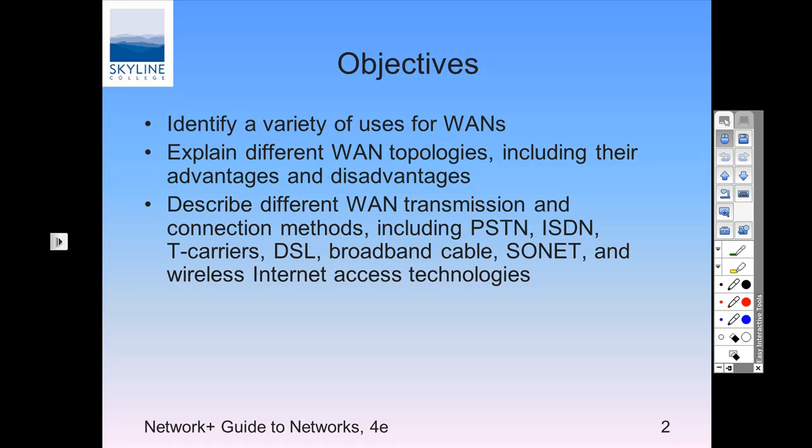WAN transmission and connection methods, including the PSTN, really fancy term for the telephone system, publicly switched telephone network, sometimes called POTS, plain old telephone system. ISDN, which some of you may have. T-carriers. ISDN you won't have. DSL you might have. ISDN is one that, as far as I can tell, the only reason it's still in these things is so that they can ask it has so many components, you can ask a lot of certain test questions about ISDN, something that really never ever took off.